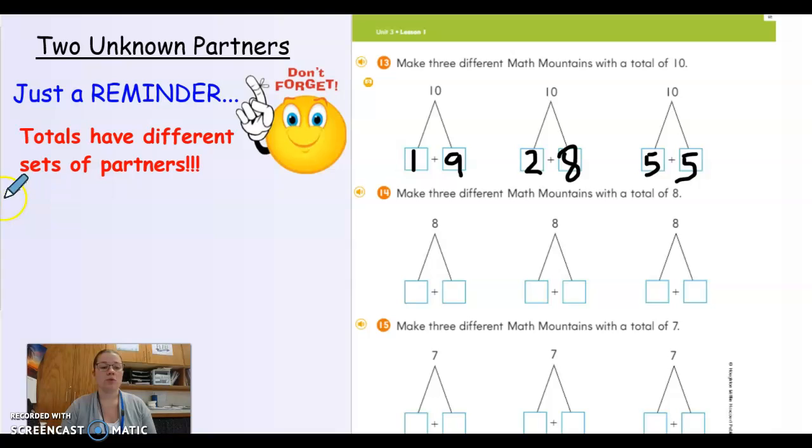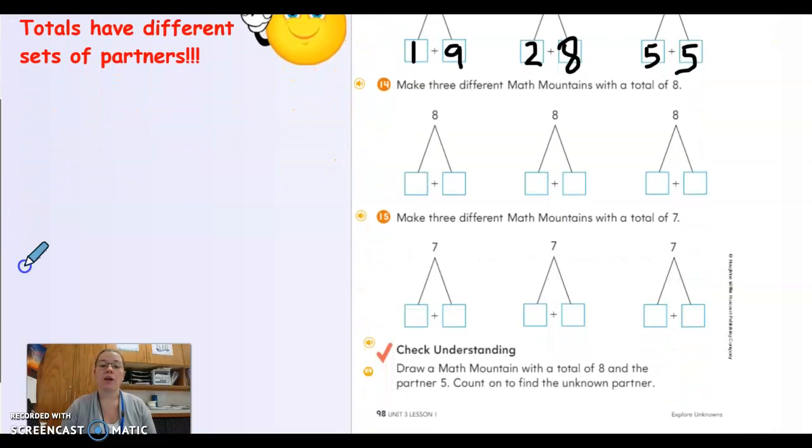I would like for you to please do number 14 and 15 by yourself, coming up with 3 different math mountains with a total of 8 and then a total of 7. And for check for understanding, draw a math mountain with a total of 8 and a partner of 5. Count on to find the unknown partner. So if you want to draw it, you would start off with the 8 at the top, because that's the total, and then we have a partner, 5 on the bottom. And our other partner is what we're looking for. This one's a partner unknown. And we want to count on to find that partner.